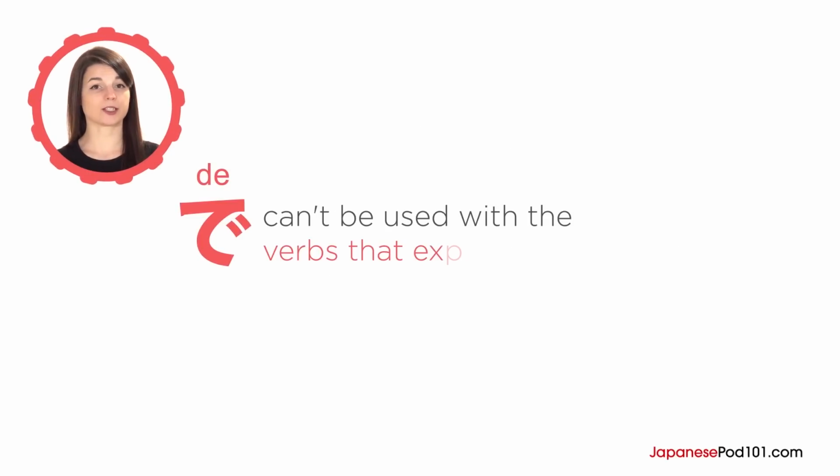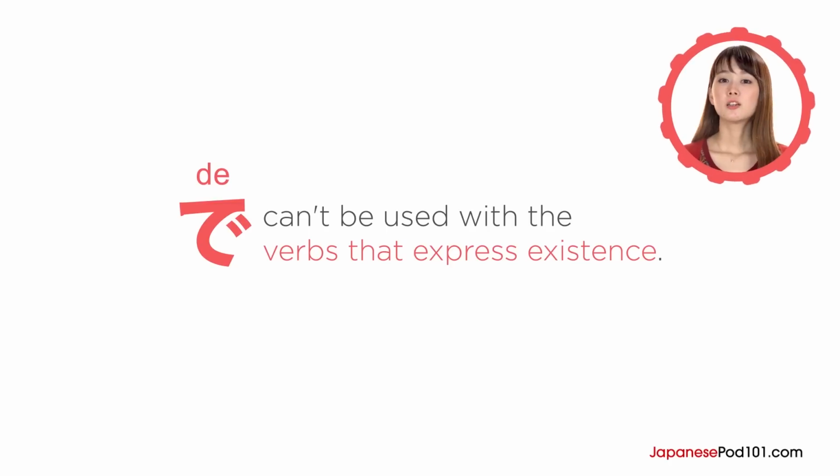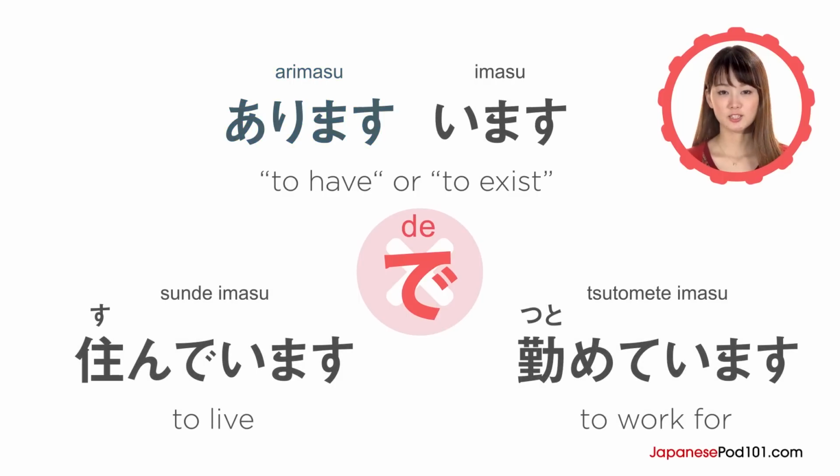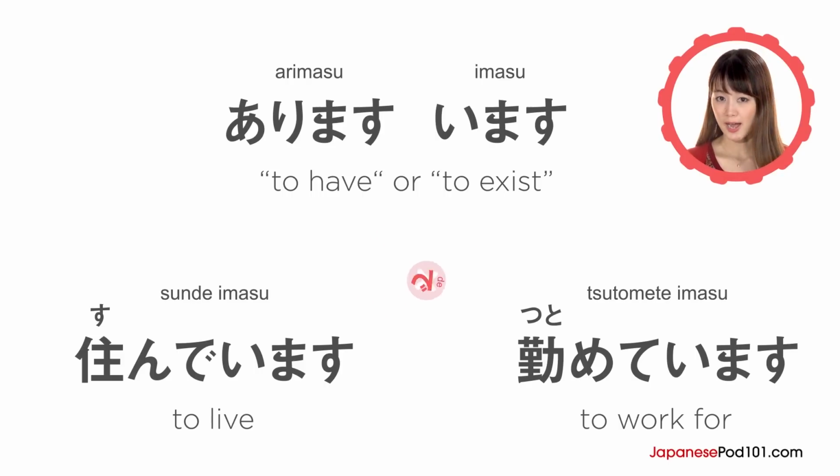Be careful. This particle can't be used with the verbs that express existence. Right. You cannot use で with the verbs あります、います、住んでいます and 勤めています. The location for those verbs has to be marked by に.